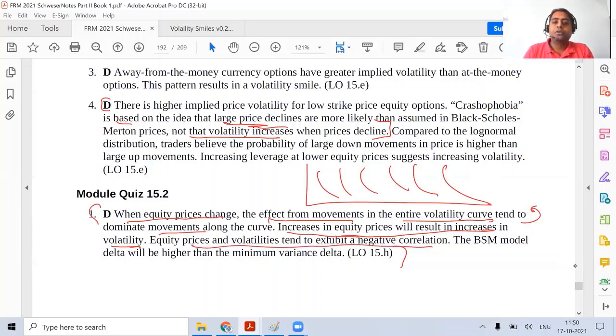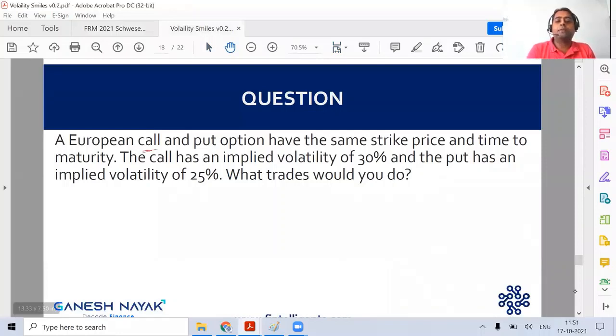There is one more question which I wanted to take you through. Look at this question. There is a European call and a European put option. Both have the same strike price and time to maturity. The call is having a volatility of 30% and the put is having a volatility of 25%. See, ideally the implied volatility for both of them should be the same, but we see that the put volatility is lower and call volatility is higher. What would you do? What position would you take? Come on, guys. What do you think is the answer?